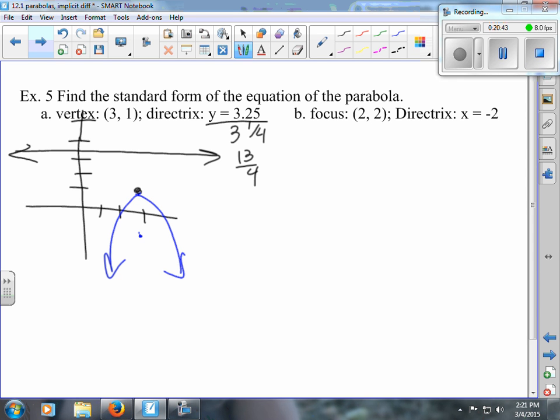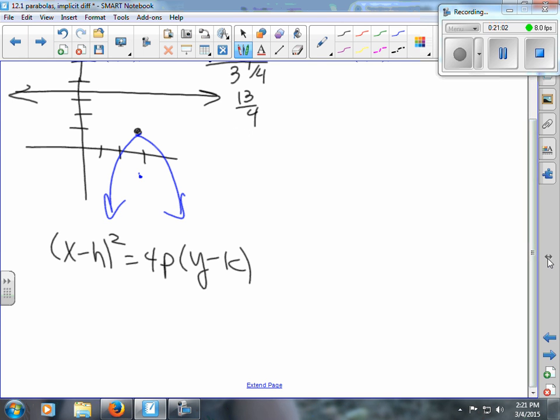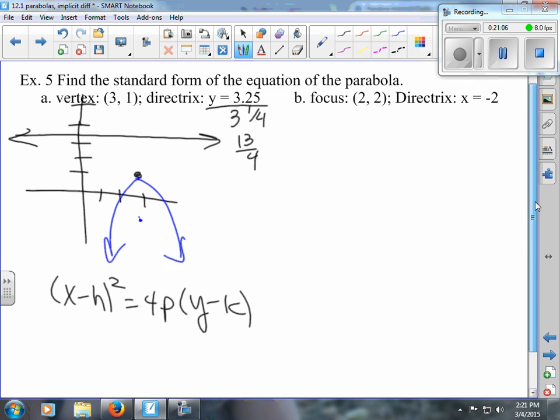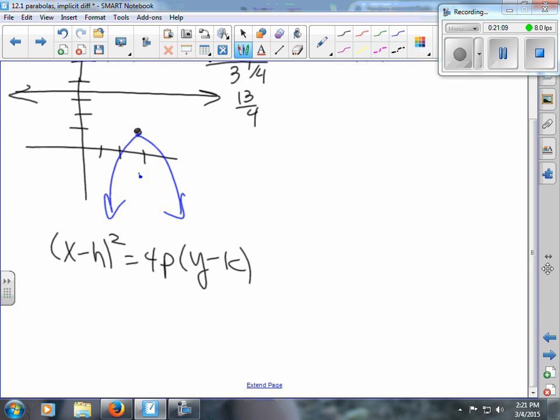But now that I know that I open up or down, I know that my standard form has to be something where x is squared. So it has to be x minus h squared equals 4p times y minus k. And my p should be negative since I opened down. Okay, let's go ahead and fill in h, k since I know that. What was that? 3, 1. So x minus 3 squared equals 4p times y minus 1.